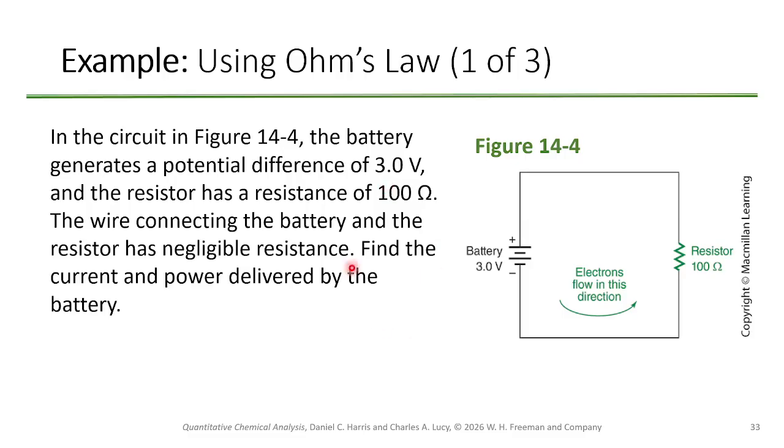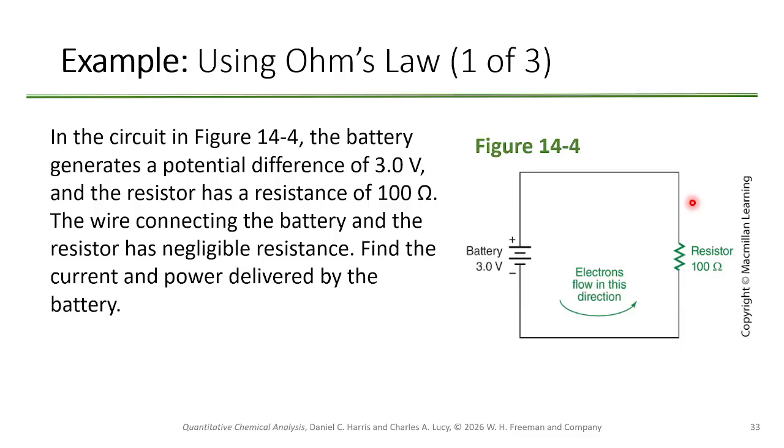Okay, so let's talk about using Ohm's law. The battery generates a potential difference of 3 volts, and the resistor has a resistance of 100 ohms. The wire connecting the battery and the resistor is going to have a negligible resistance. This is the sort of game that is played oftentimes in these entry-level problems for electricity. Real wire has resistance, but we reduce that resistance to 0 because it makes the calculation easier. And honestly, in most cases, it's relatively negligible in comparison to an actual resistor.